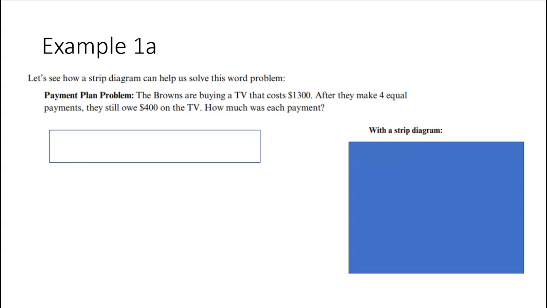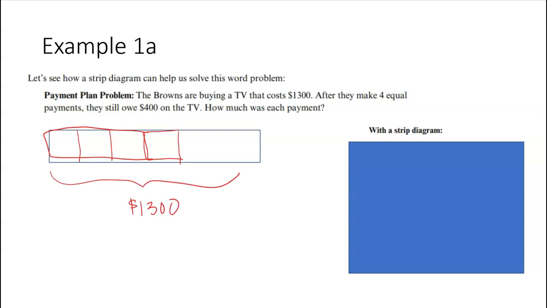So we've got a payment plan problem. The Browns are buying a TV that costs $1,300. After they make 4 equal payments, they still owe $400 on the TV. How much was each payment? All right, so the strip represents the whole thing here. So we are going to say, all right, they made 4 equal payments. So 1, 2, 3, 4. So these are supposed to be equal. Use your imagination there. And the whole TV costs $1,300. And so this whole thing costs $1,300, and they still owe $400. How much was each payment?